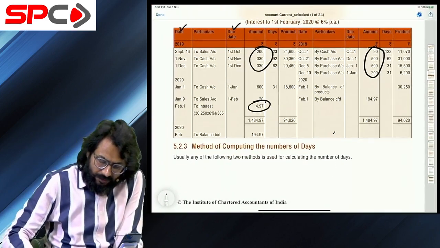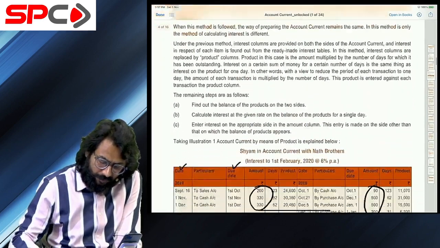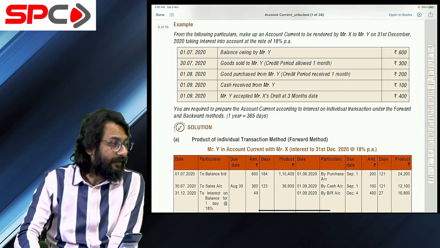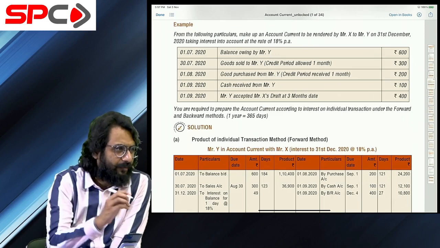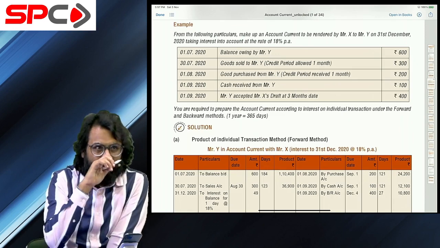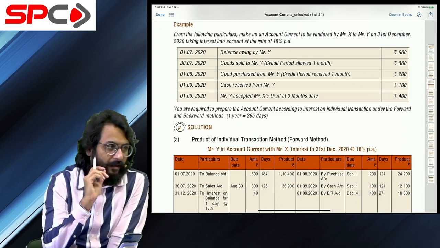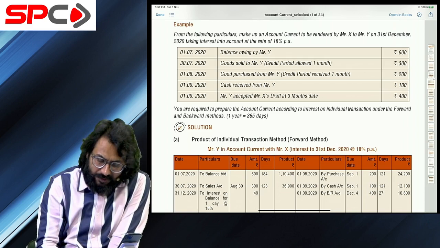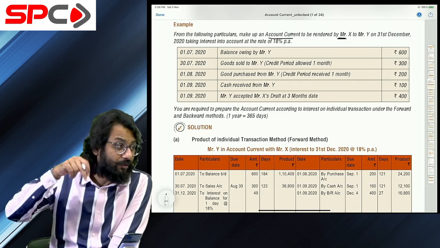I'll be explaining this question with the help of the module only. So the forward method you are going to understand very simply, and then we are going to talk about the backward method. Everyone's attention here. Take a deep breath in. Okay, now listen. From the following particulars, make up an account current to be rendered by Mr. X. So we are in the books of X.